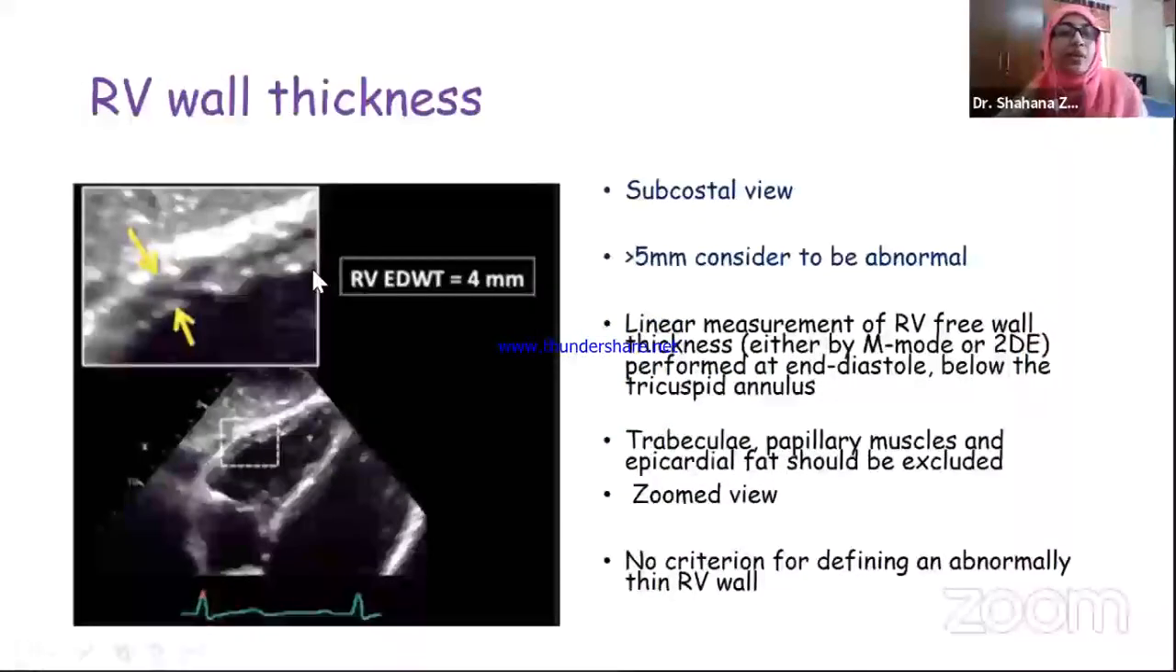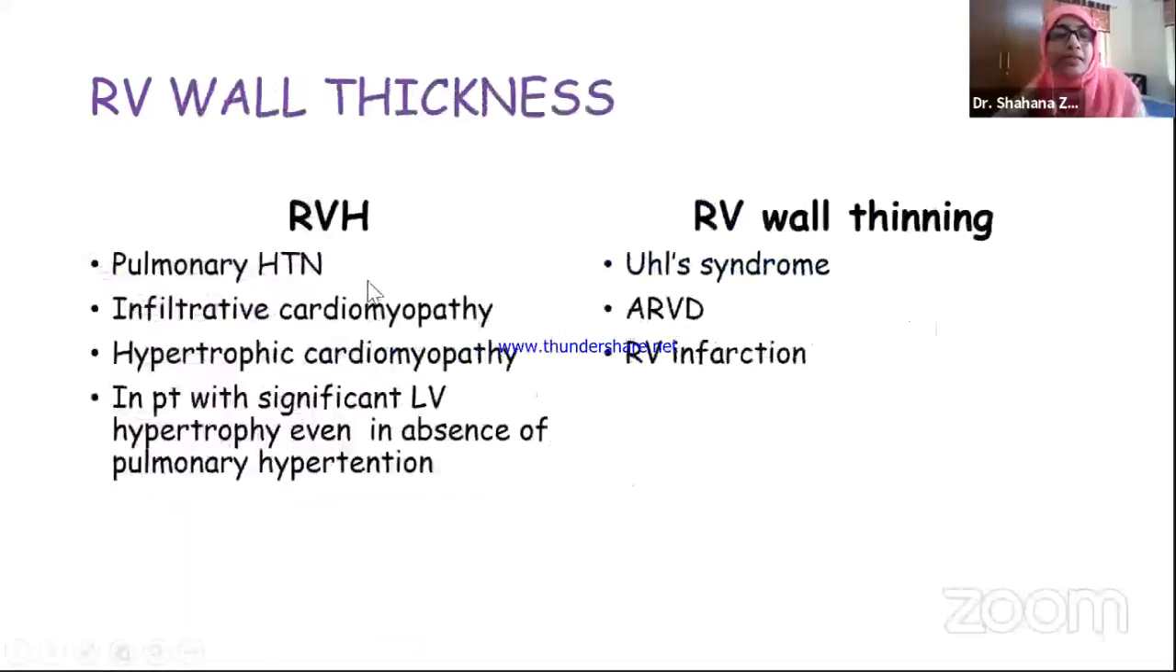RV wall thickness: for the measurement of the RV wall thickness, we take a subcostal view, and any measurement more than 5 millimeters is considered abnormal, but no criterion has been fixed for defining an abnormally thin RV wall. Causes behind right ventricular hypertrophy are pulmonary hypertension, infiltrative cardiomyopathy, hypertrophic cardiomyopathy, and significant LV hypertrophy, even in the absence of pulmonary hypertension. Now, what are the causes of RV wall thinning? The most important causes are arrhythmogenic right ventricular dysplasia or cardiomyopathy, Uhl syndrome, and RV infarction.